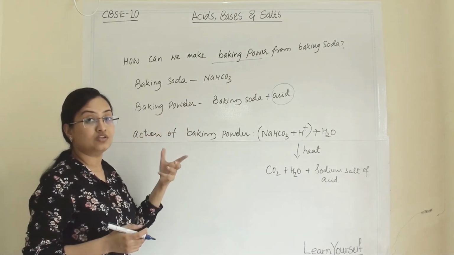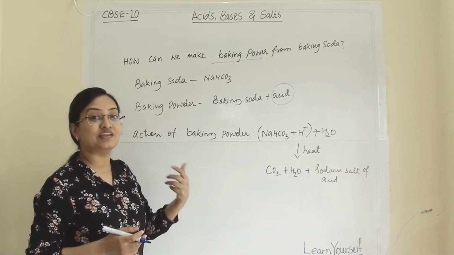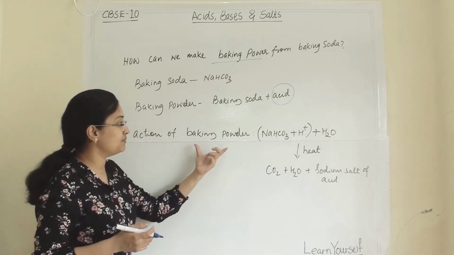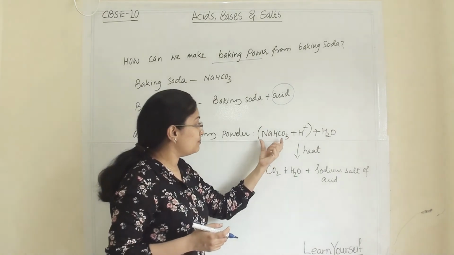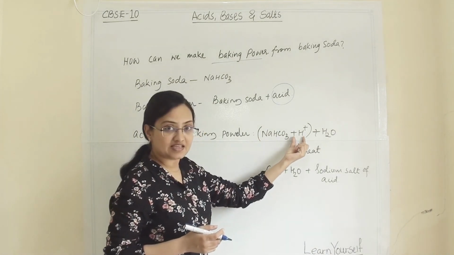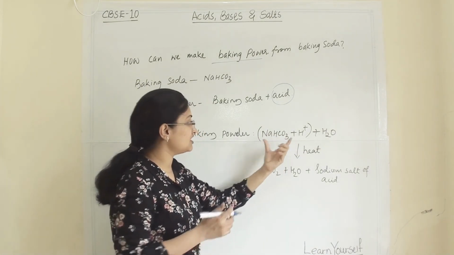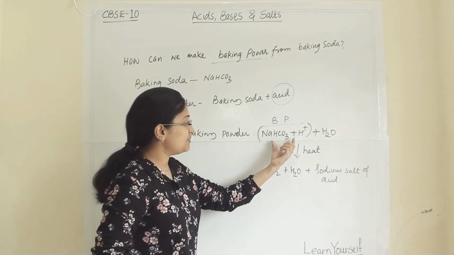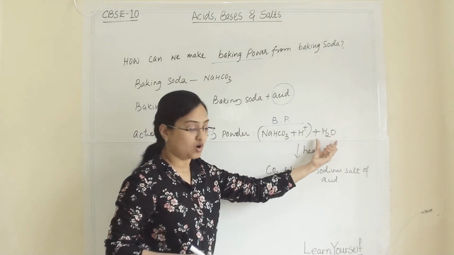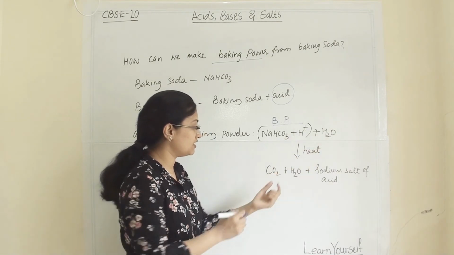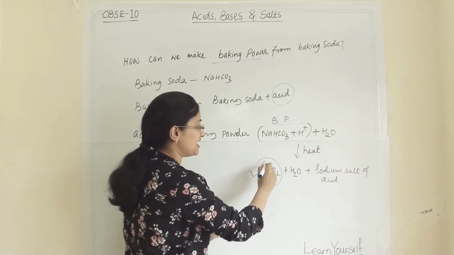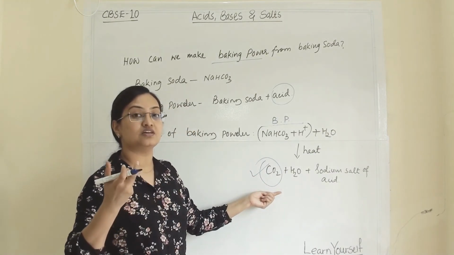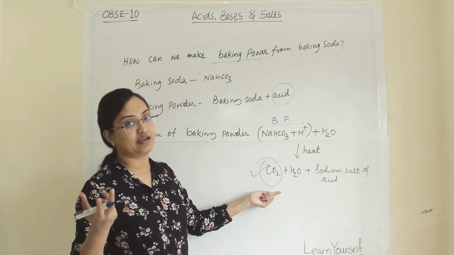Now how does the action of baking powder give us a spongy bun or pastry? When baking soda is combined with acid, it is known as baking powder. When we heat this baking powder with water, it will give us carbon dioxide. This carbon dioxide gas will give us fluffiness in bread and pastry.